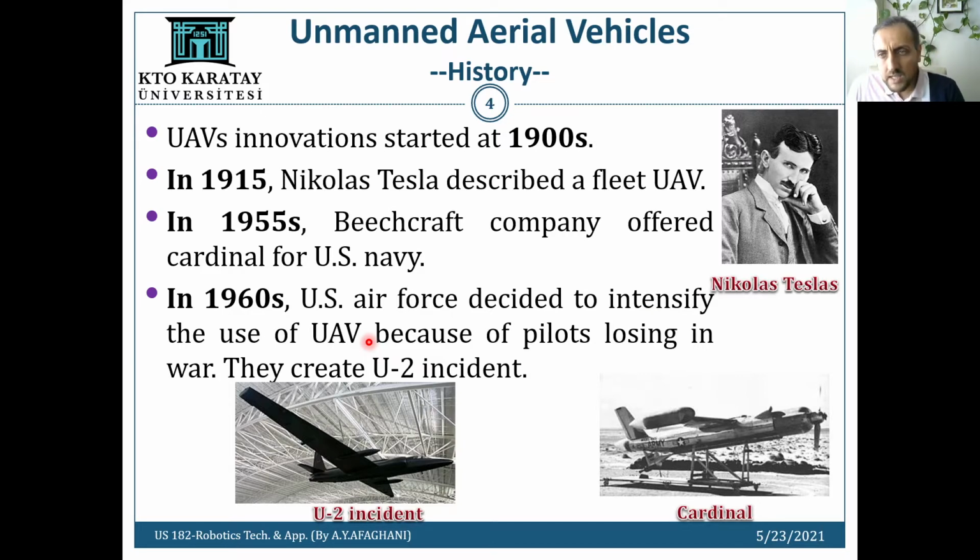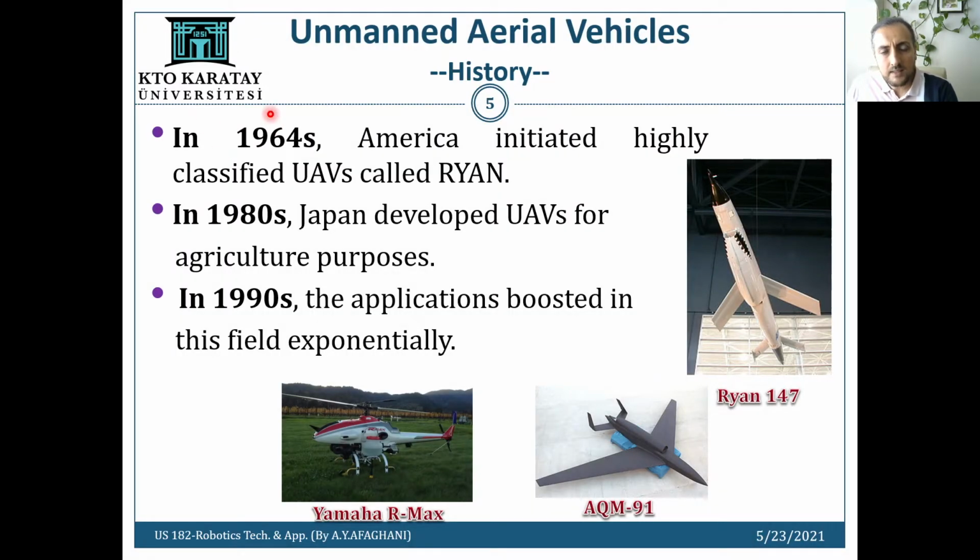Why? Because they lost a lot of soldiers in the war, especially, as I remember, in Vietnam. So they started to think about creating unmanned vehicles, which are vehicles without any human inside. So they created the U2, which is this one. In 1964, America initiated a highly classified UAV called Ryan, which is this one.